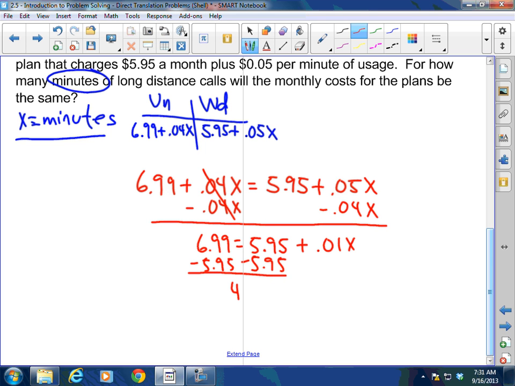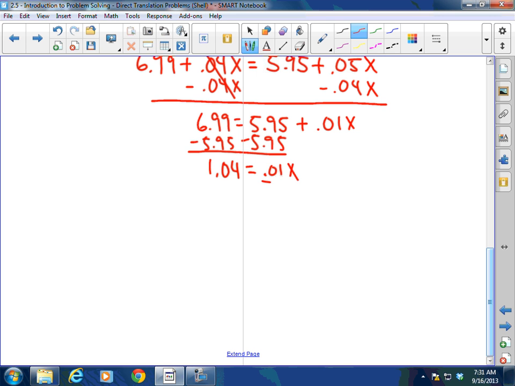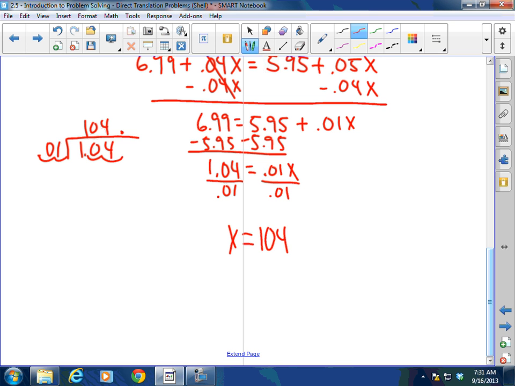So you've got 1.04 equals 0.01x. Divide by 0.01. X equals 104 minutes. So if you talk for 104 minutes, either plan will cost the same.